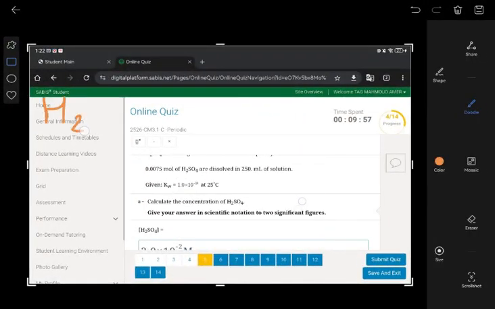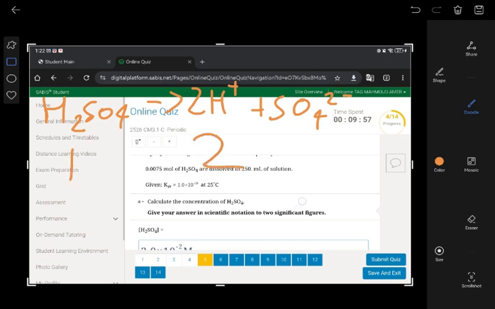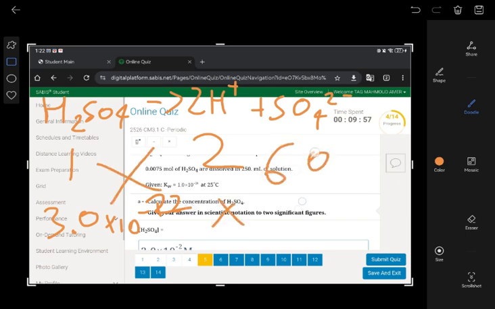And then again, it's the exact same as the last question. If you write the equation down, H2SO4 gives you 2H plus and SO4 2 minus. It's a 1-to-2 ratio. So if 1 H2SO4 gives you 2H plus, then 3.0 times 10 to the negative 2 gives you x. Cross multiply, answer 6.0 times 10 to the negative 2.